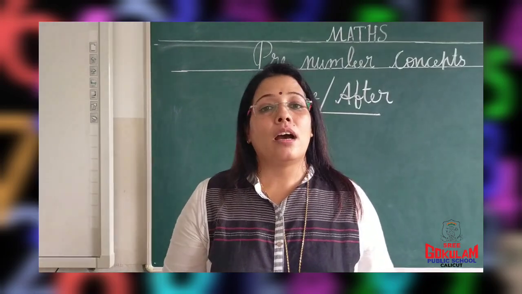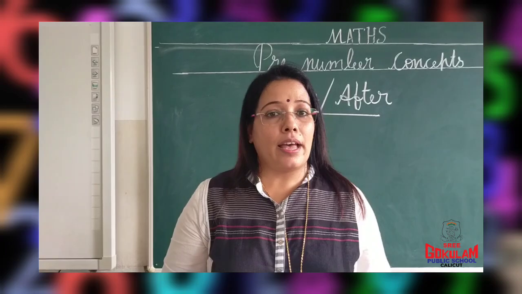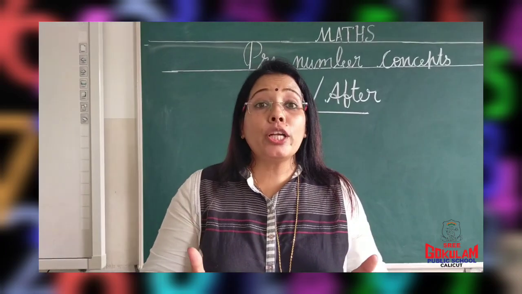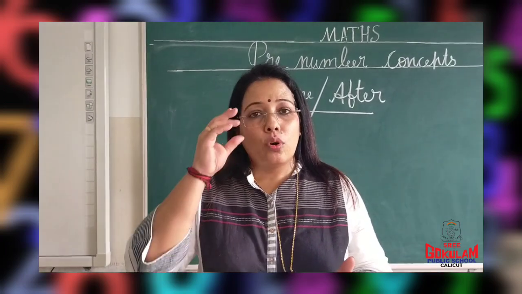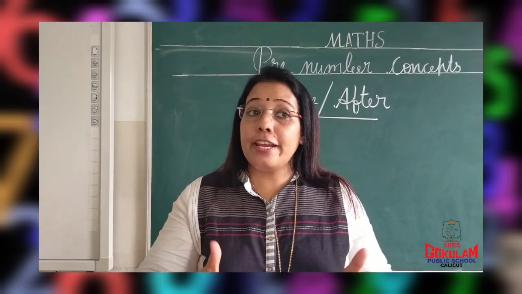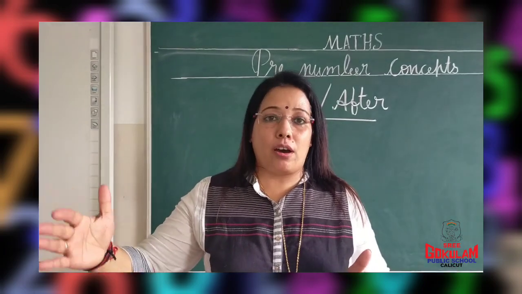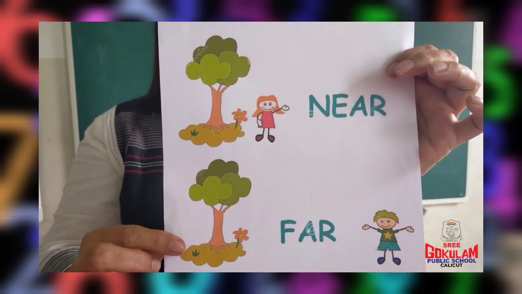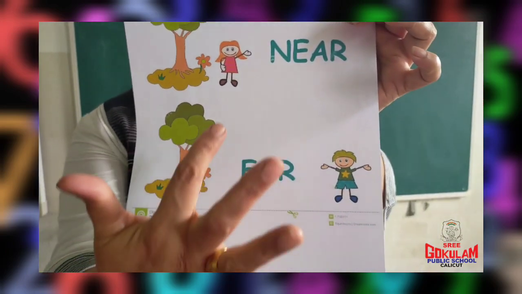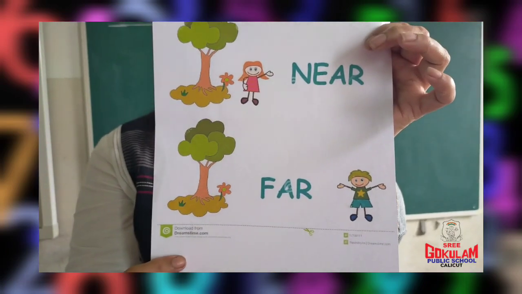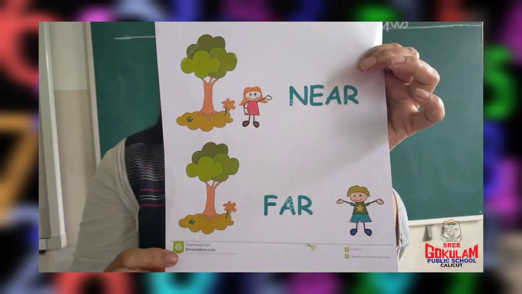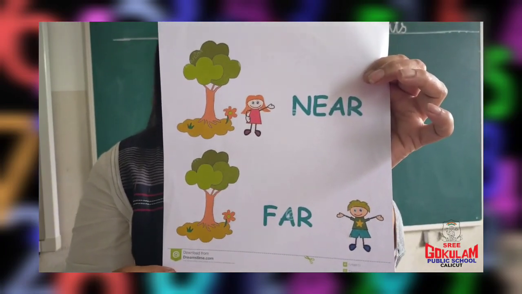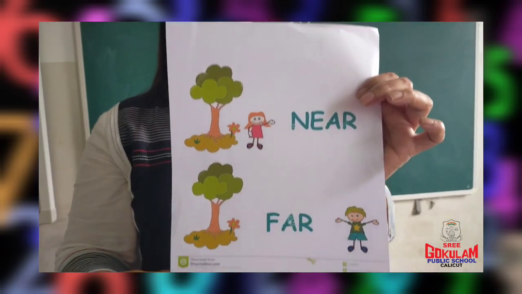Yes children, our next concept is near and far. Near means a short distance away. Far means a great distance away. Can you see this picture? Now, this girl is standing near the tree. This girl is standing next to the tree. So, we can say the girl is near the tree.